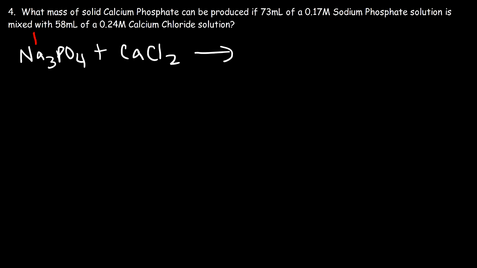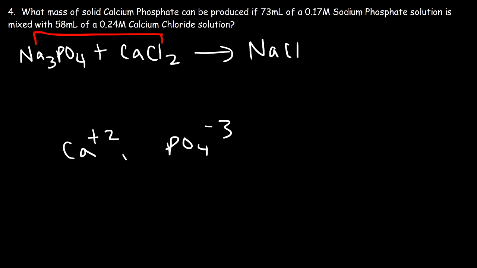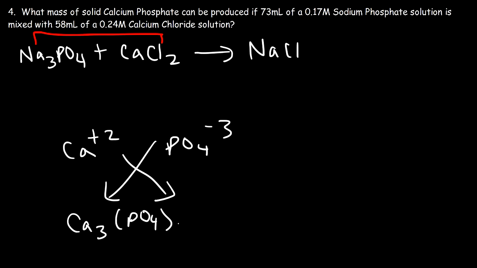Now sodium is going to pair up with chlorine, and they have the same charge, so it's just going to be NaCl. Calcium is going to pair up with phosphate. Calcium has a positive 2 charge, phosphate has a -3 charge. So they're going to combine in this way. It's going to be Ca3(PO4)2. So that's the precipitate in this reaction.